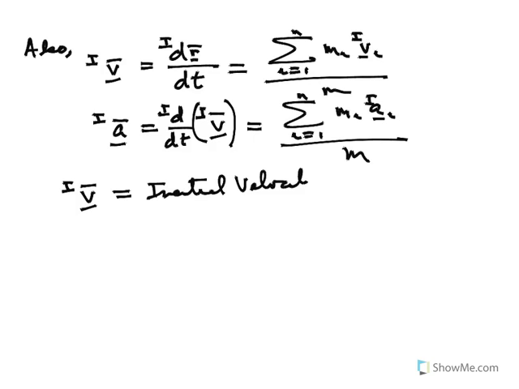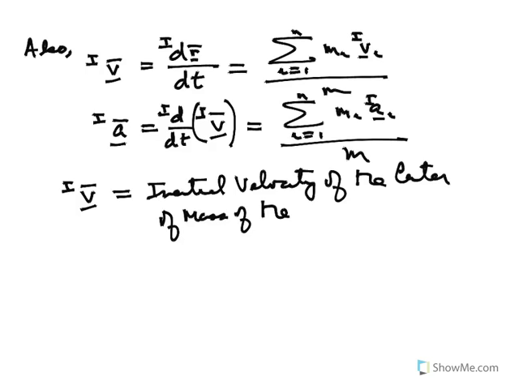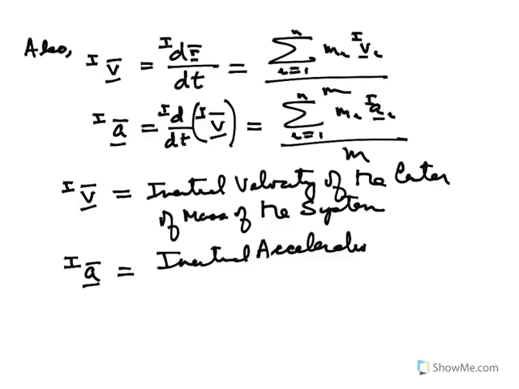Now these quantities: v bar I is what's called the inertial velocity of the center of mass of the system, and a bar I is what's called the inertial acceleration of the center of mass of the system.